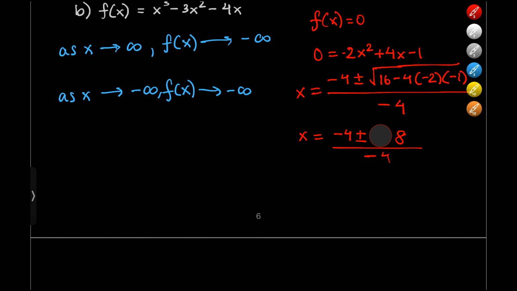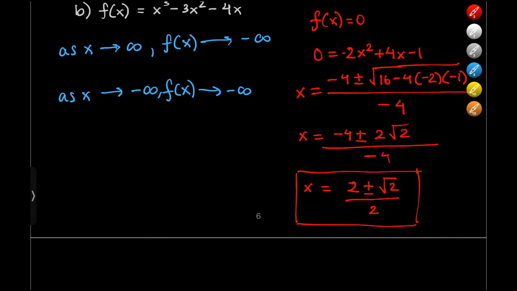And then the square root of 8 can become 2 root 2, because the square root of 8 is equal to the square root of 4 times the square root of 2, and then the square root of 4 becomes 2. And then we could factor out, and we will get the value of 2 plus or minus root 2 over 2. So these are our zeros, or x-intercepts.